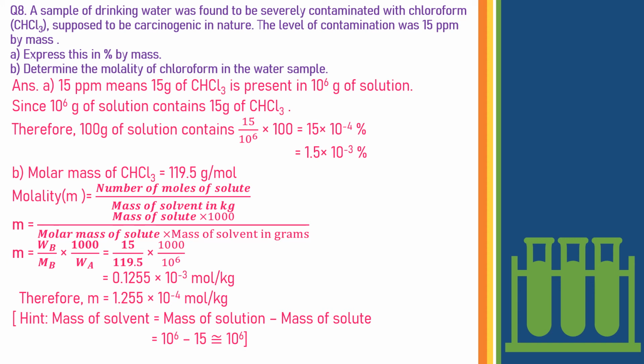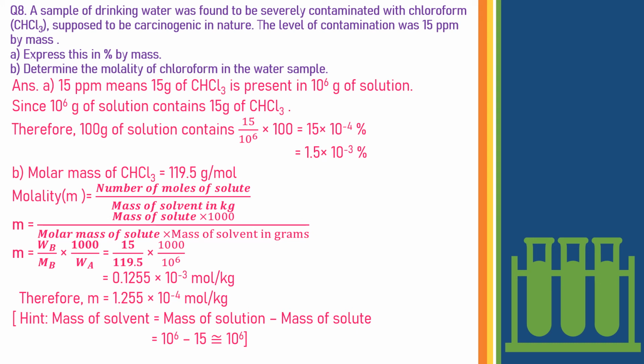So simply after writing the mass of solvent in grams, we can divide by 1000. So the second one, we have got the formula. Now simply we can write small m will be equal to Wb, that is the mass of solute, divided by Mb, that is the molar mass of solute, multiplied by 1000 divided by Wa, that is the mass of solvent in grams. Now simply put the values.